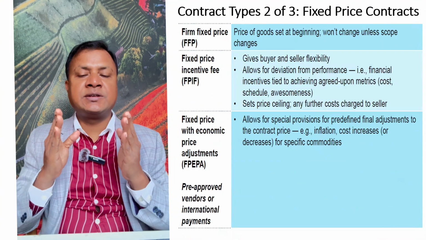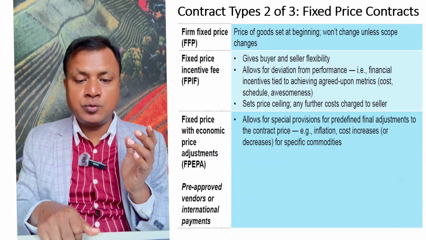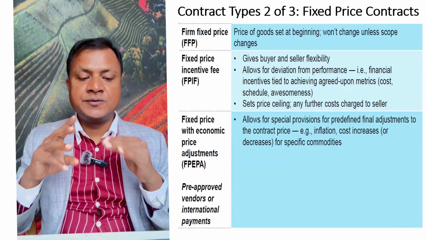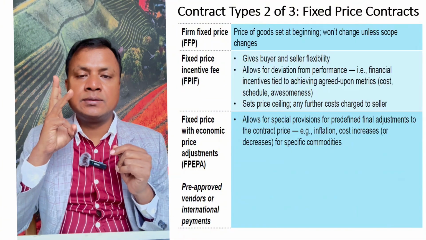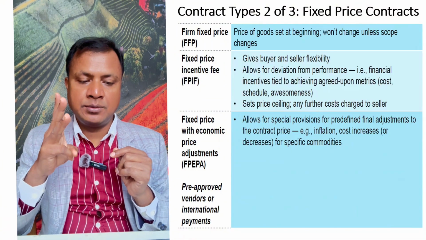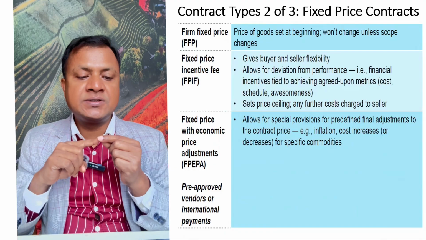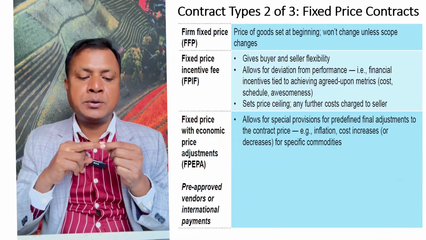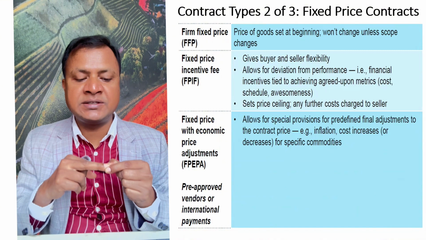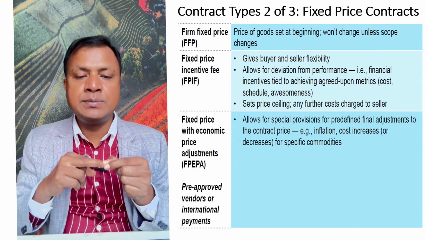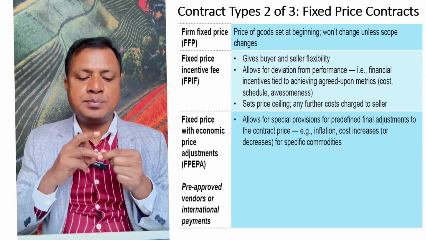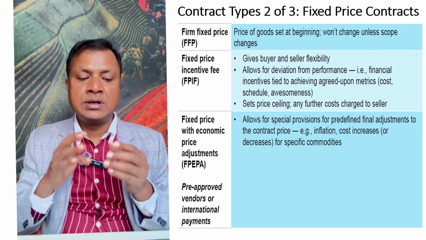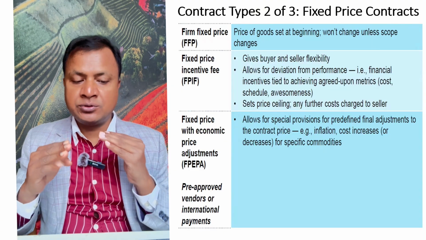And now the fixed price contract. The previous one was cost reimbursable. Now it's fixed. So fixed price contracts are categorized into three again. Number one is fixed price incentive fee, FPIF. Number two is fixed price with economic price adjustment, FPEPA. Number three, purchase orders. So what is the difference between these three?